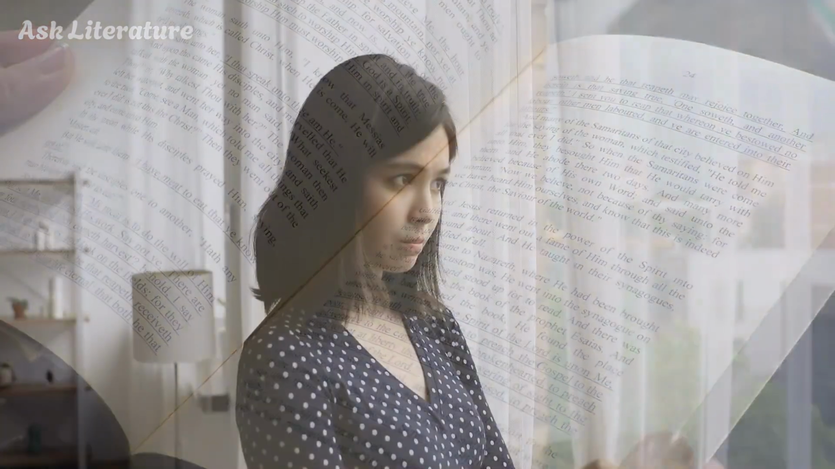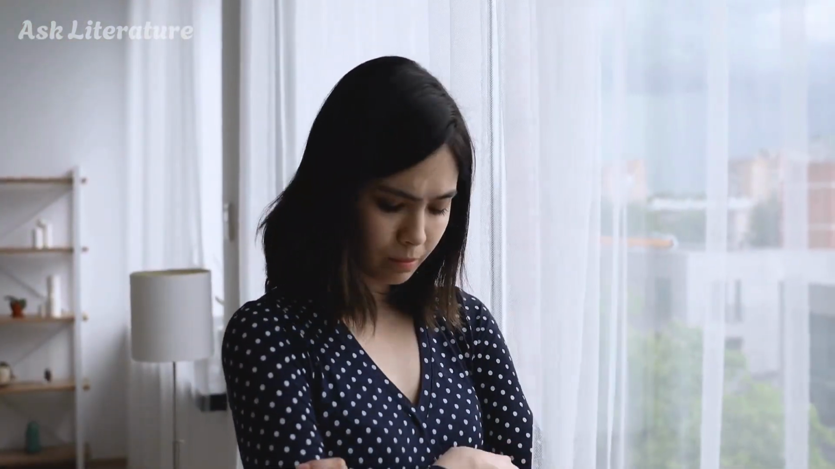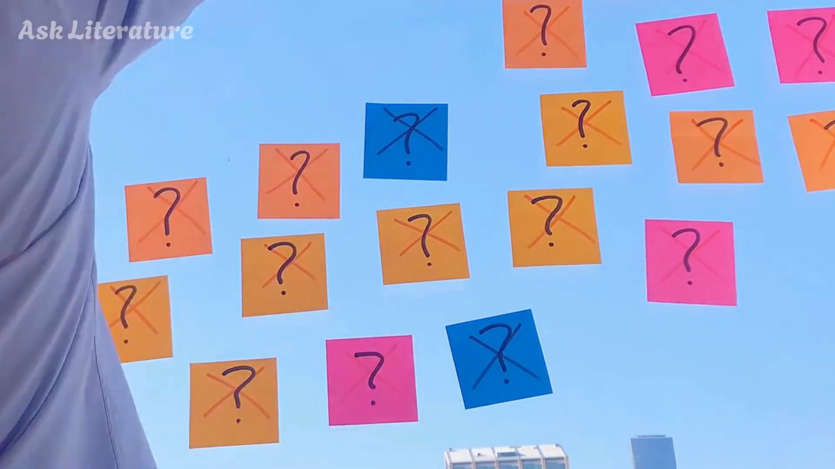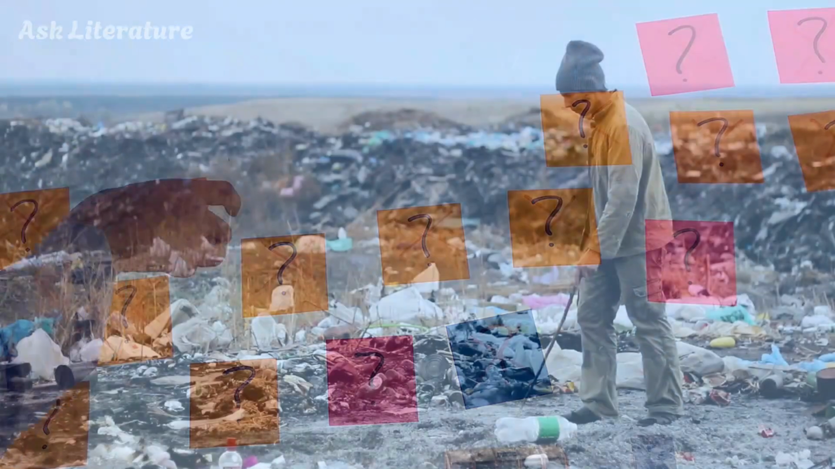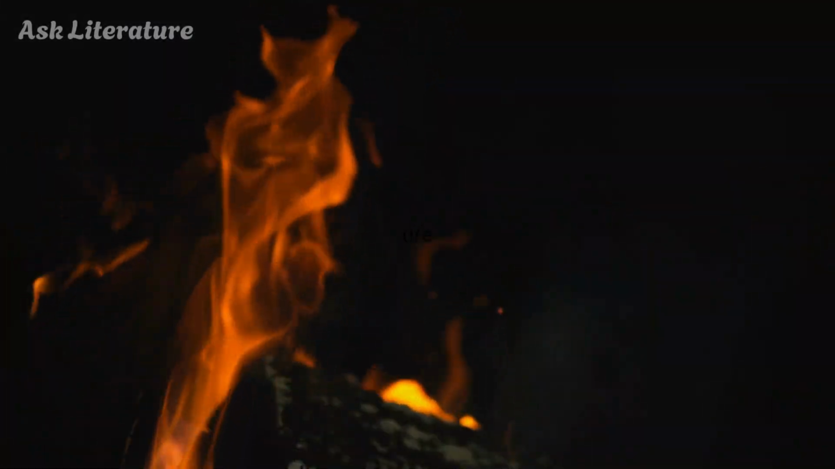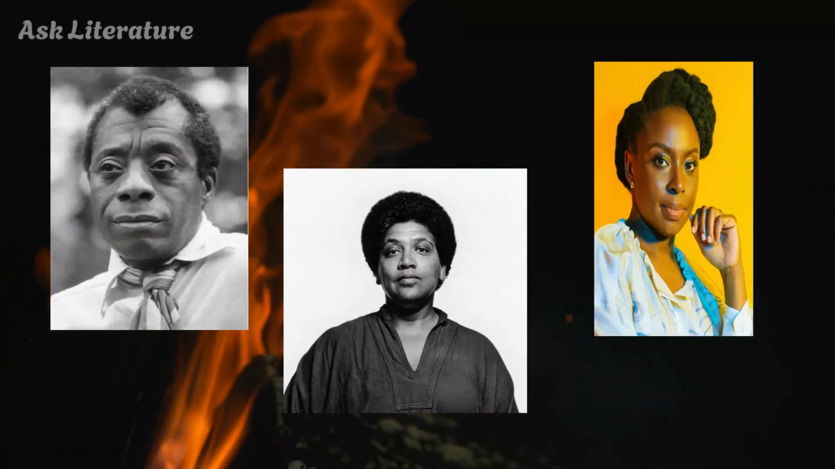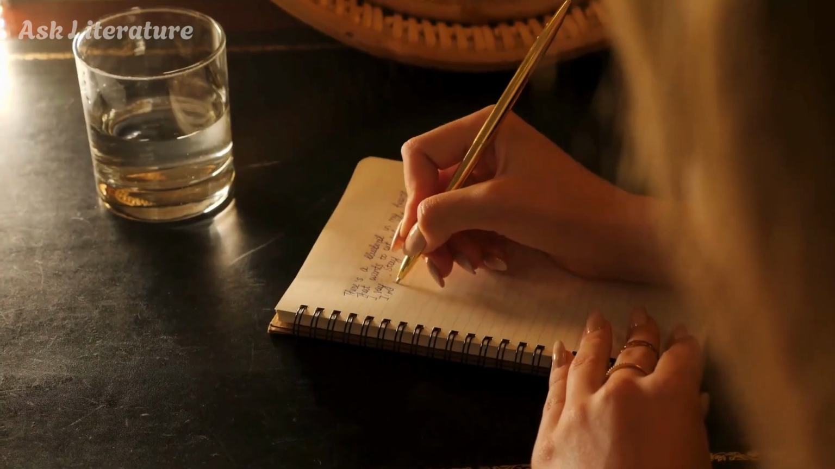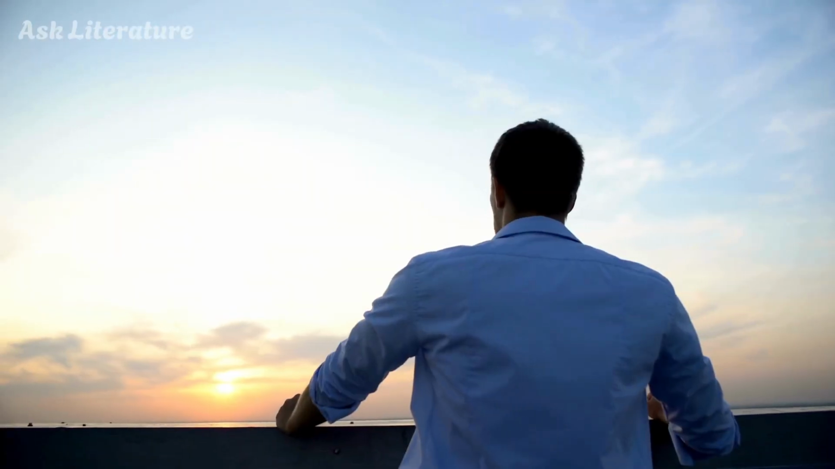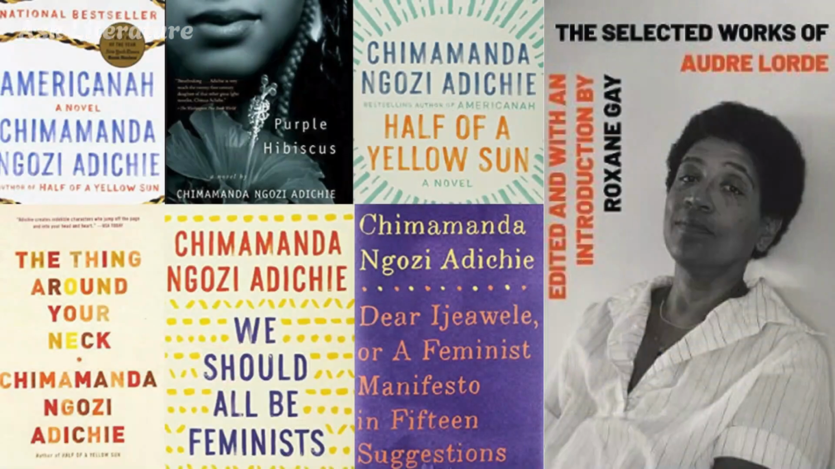Moreover, CRT isn't just about pointing out problems, it's about imagining possibilities. It helps us see that literature can also be a tool for resistance, for challenging oppressive systems, and for giving voice to the marginalized. Authors like James Baldwin, Audre Lorde, and Chimamanda Ngozi Adichie have used their writing to confront racism, critique societal norms, and offer new ways of thinking about identity and justice. Their works aren't just stories, they're acts of defiance against a world that often tries to erase or diminish certain voices.